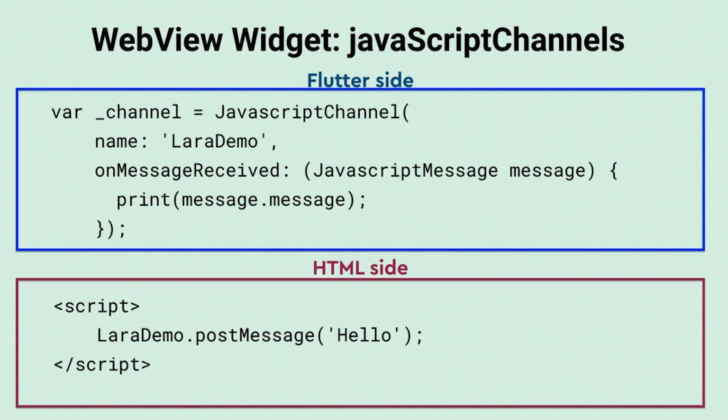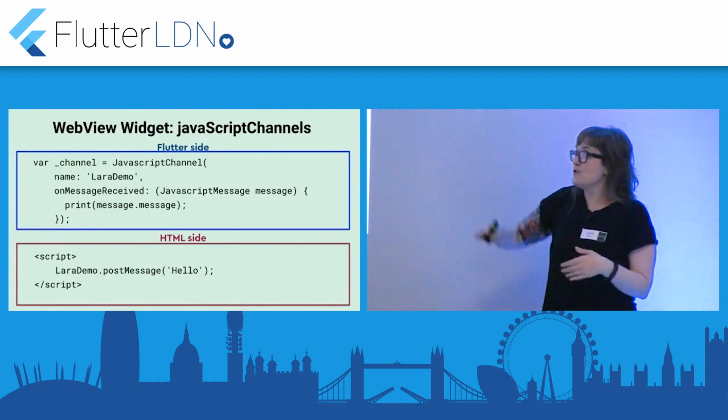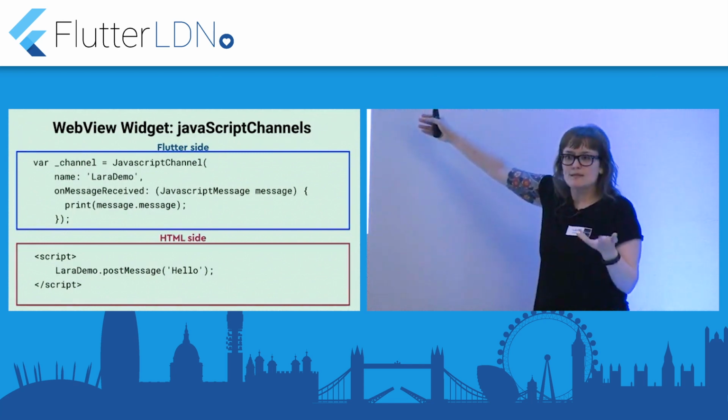Once you're running your application, and this script is run when you open the web view with that URL that contains the script, this is going to send the message, and it's going to be read by the JavaScript channel, and you're going to print the message.